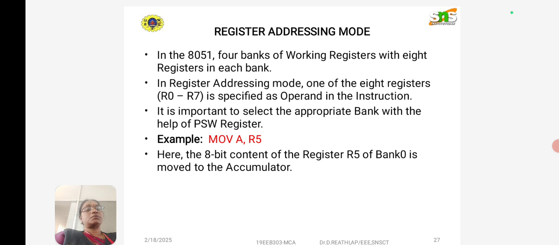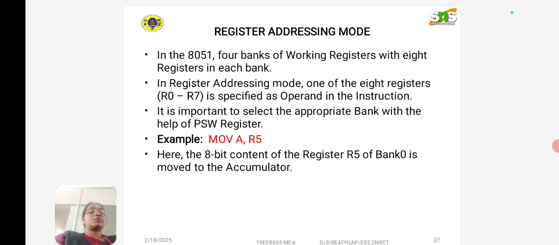In register addressing mode, the data transfer is done through the registers. In 8051, there are 4 banks of working registers with 8 registers in each bank. Each bank consists of R0 to R7, specified as the operand in the instruction. It is important to select the appropriate bank with the help of the PSW, that is, the program status word.